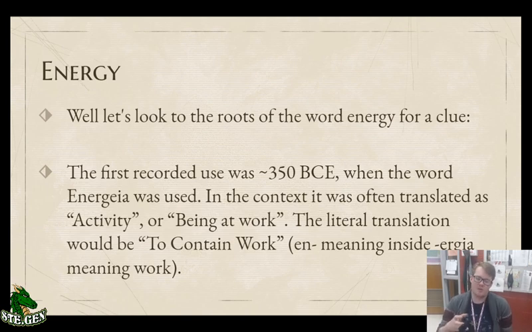The first recorded use was around 350 BCE, where the word energia was used. It's probably a horrible pronunciation. But in that context, it was translated as activity or being at work. The literal translation meant to contain work, with en meaning inside and ergia meaning work.